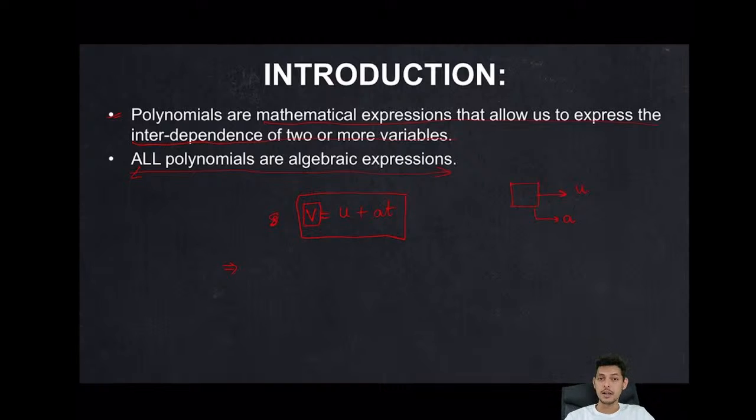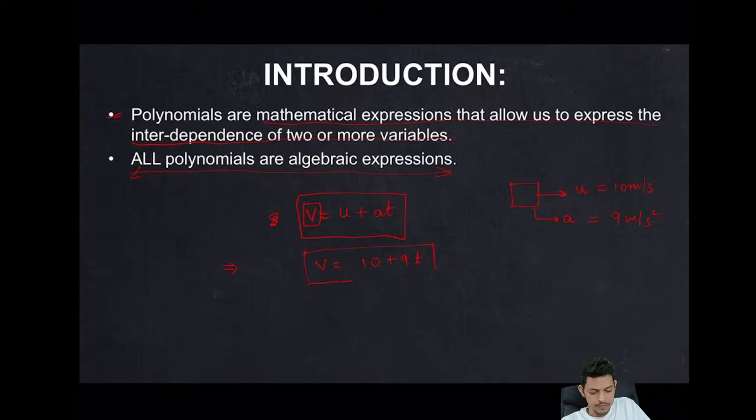What does this relation tell us? Let us choose a value for u and a so that you will be able to understand this better. Let's say the initial velocity is 10 meter per second and the acceleration is 9 meter per second square. For this chosen initial velocity and acceleration, the expression for the final velocity can now be written as 10 plus 9 times t.